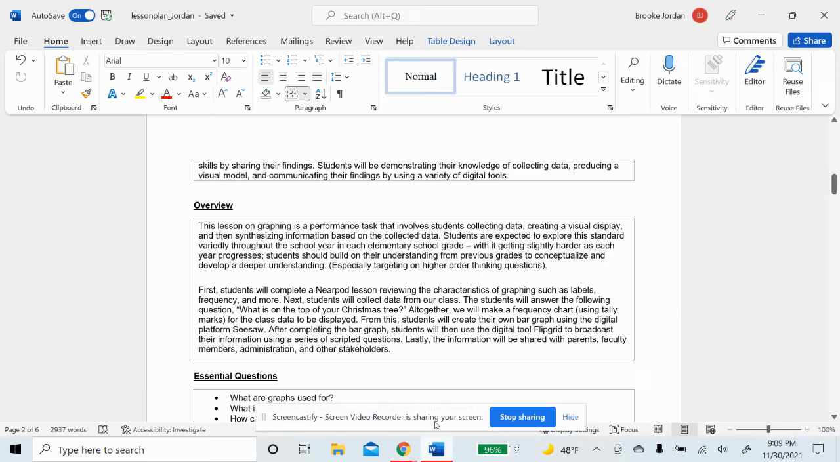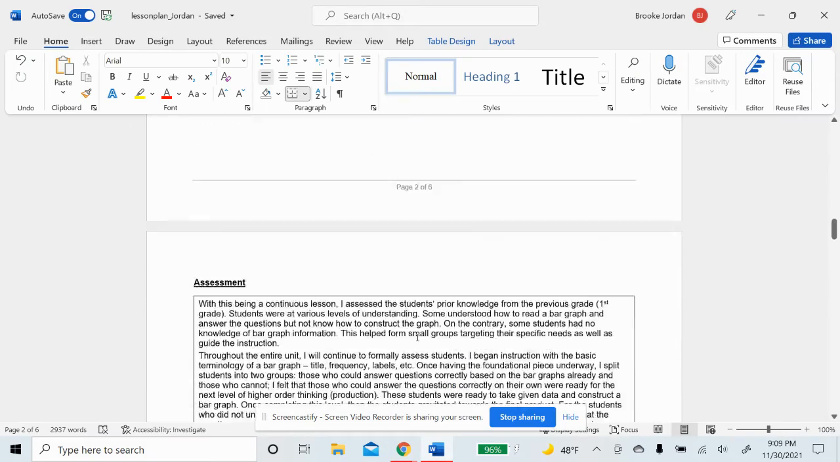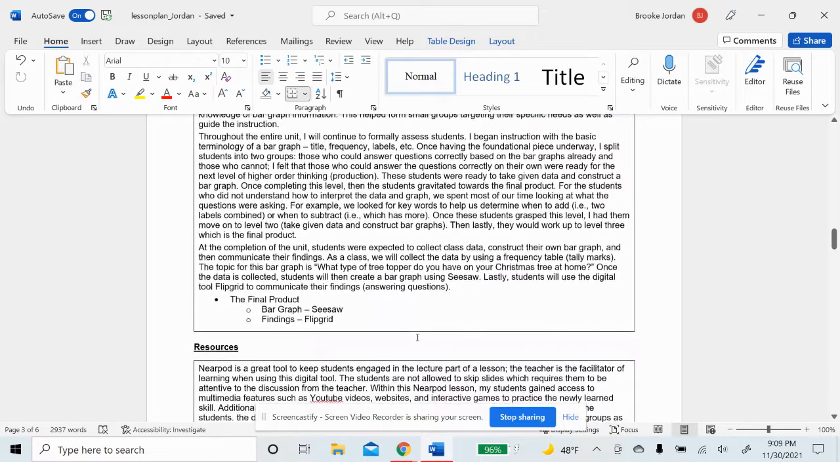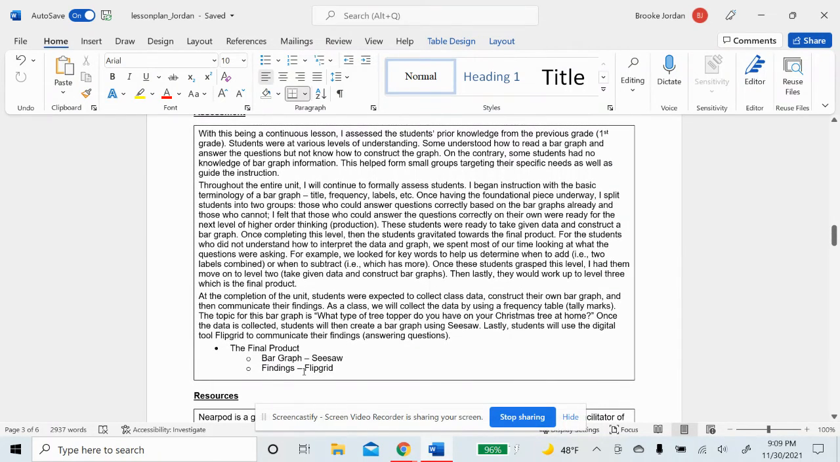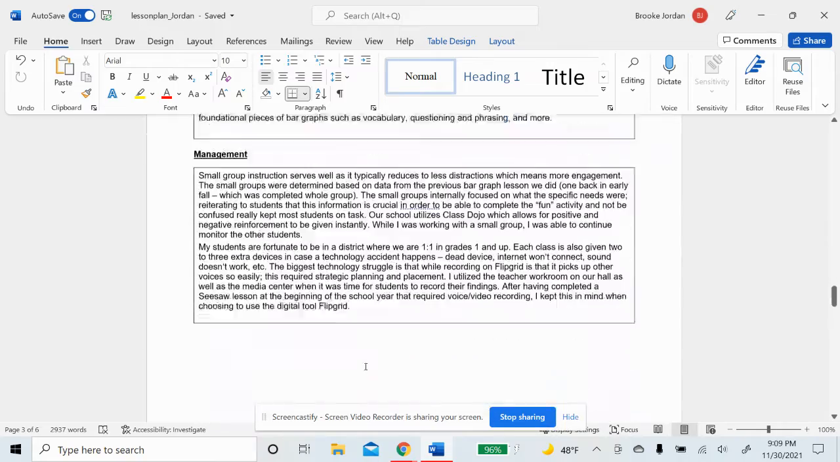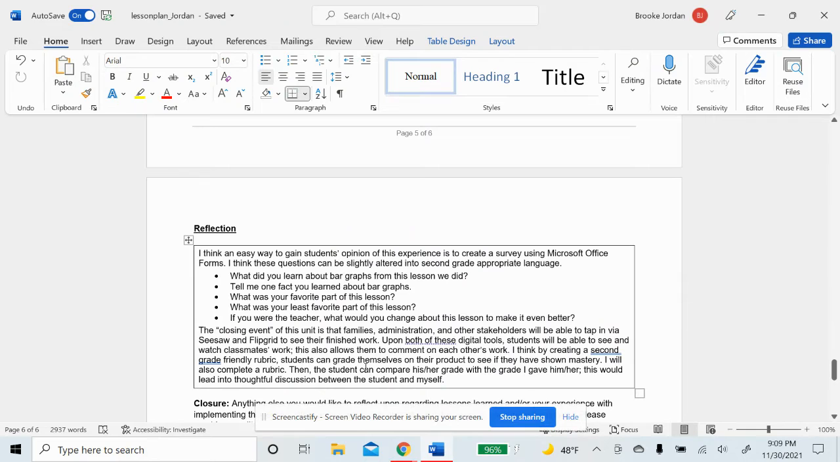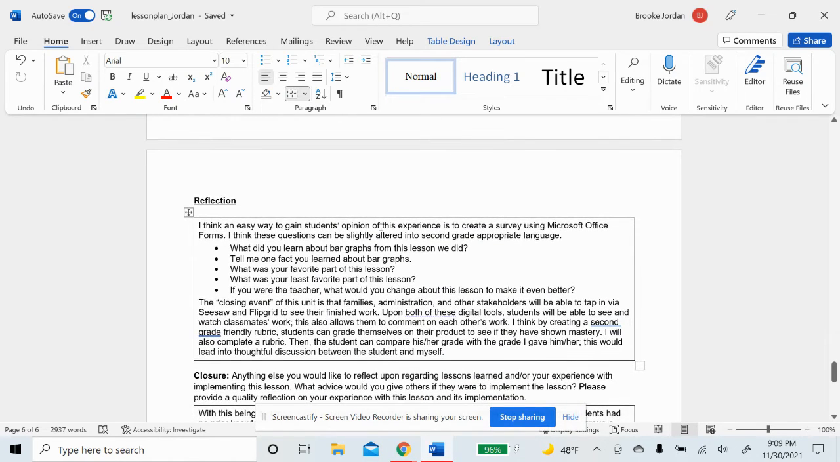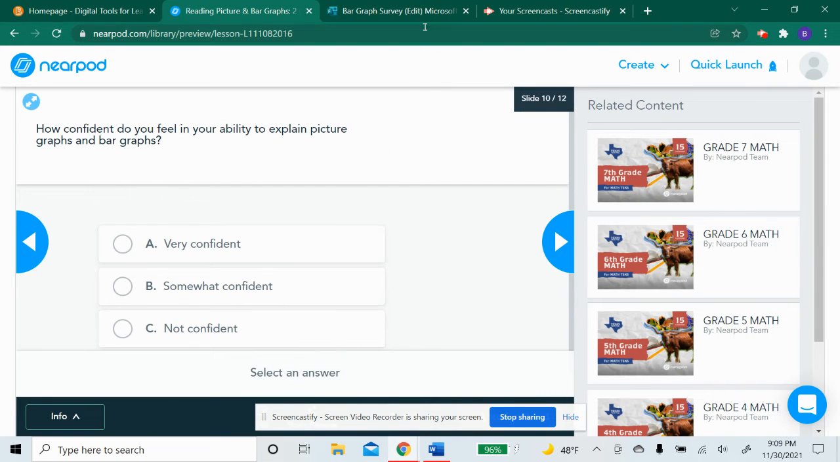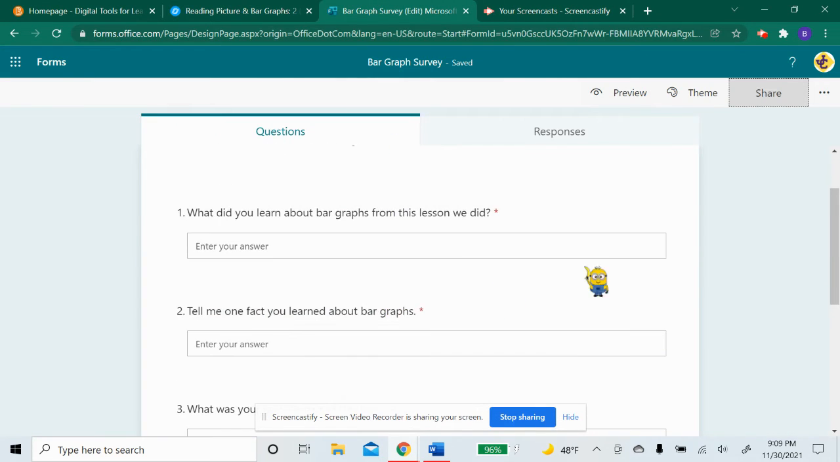And one of the final pieces, we've of course got our EQs, our assessment, which is the final product. The bar graph will be on Seesaw, and our findings will be shared through Flipgrid. But a huge piece is reflection on not only just the teacher, but the students as well. So I turned these questions from our professor into second grade friendly vocabulary, and students will answer 5 questions.